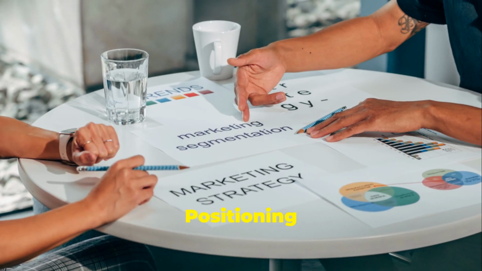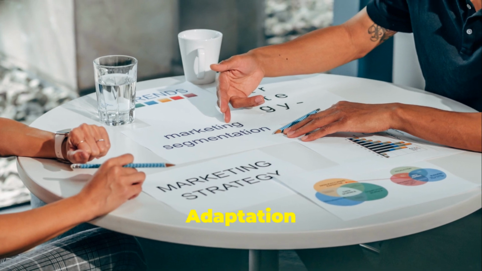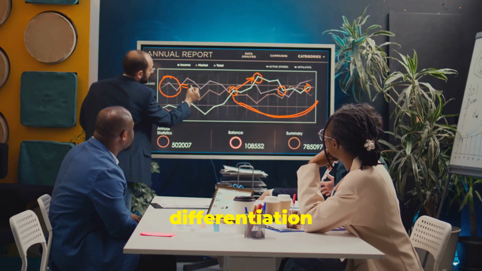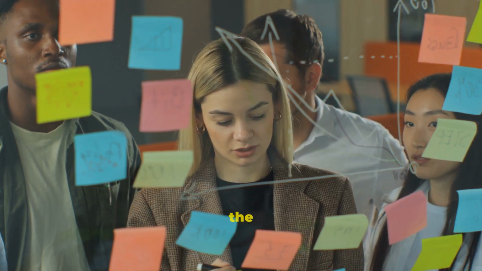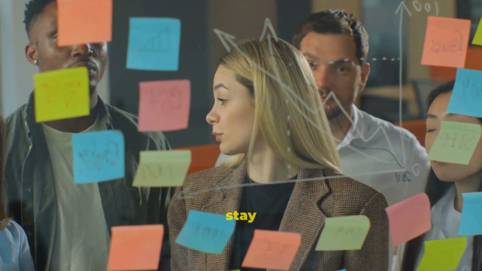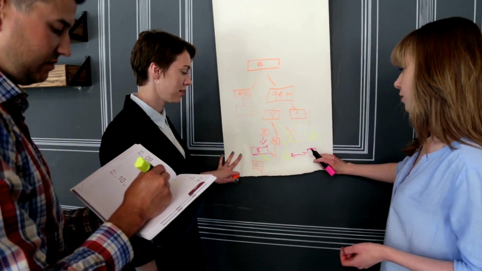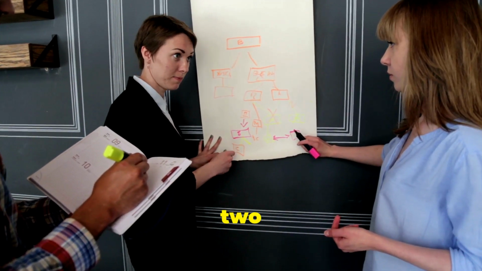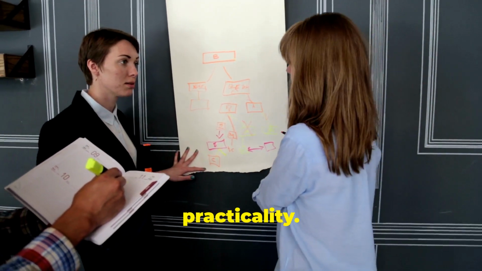Unique positioning and continuous adaptation. The outermost layer emphasizes differentiation and agility. It's about defining your unique position in the market, adapting to change, and constantly iterating to stay ahead of the curve. Within these 3 layers, the Agile Marketing Canvas operates on 2 distinct levels, further enhancing its depth and practicality.